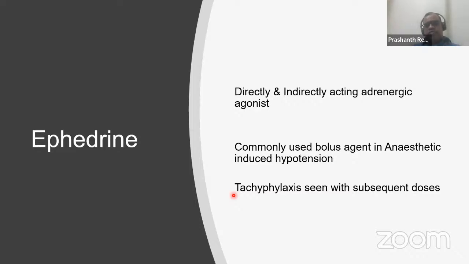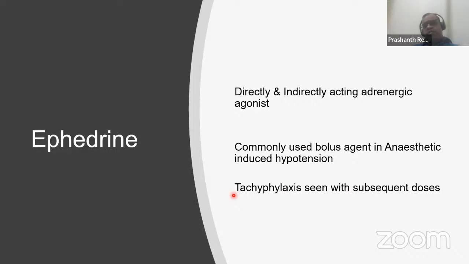So it is commonly used as a bolus agent, as I said, but tachyphylaxis is seen with subsequent doses. Once you give one or two doses of ephedrine to maintain blood pressure, in later stages tachyphylaxis is seen because the secretion of norepinephrine decreases with ephedrine. So only direct action is there, and the action is not so significant to maintain the mean arterial pressure. In such situations, we might have to use other agents like phenylephrine.